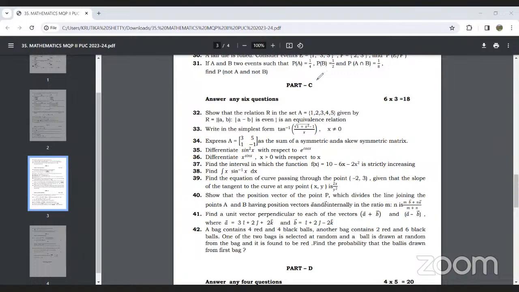Okay, so in the solution part, first we are considering R = {(a, b): |a - b| is even}, defined on the set A. And what is the set A given? Set A is given as {1, 2, 3, 4, 5}. So the first 5 natural numbers are being given.